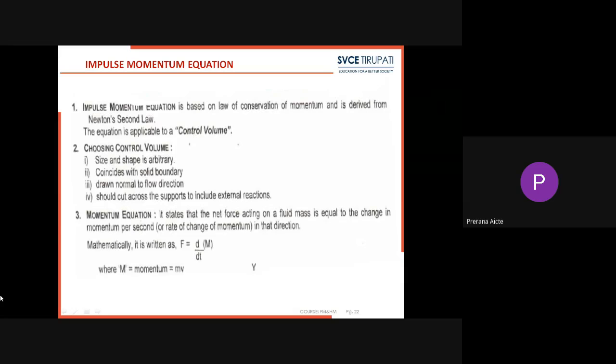Coming to the momentum equation: it states that the net force acting on a fluid mass is equal to the change in momentum per second in that direction. Mathematically, the momentum equation can be written as F equals d by dt of m. Here d by dt of m is the change in momentum with respect to time, where m is the momentum. Momentum is the product of mass and velocity.